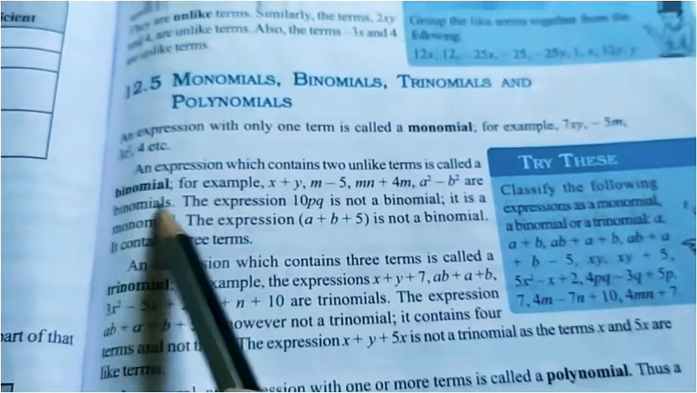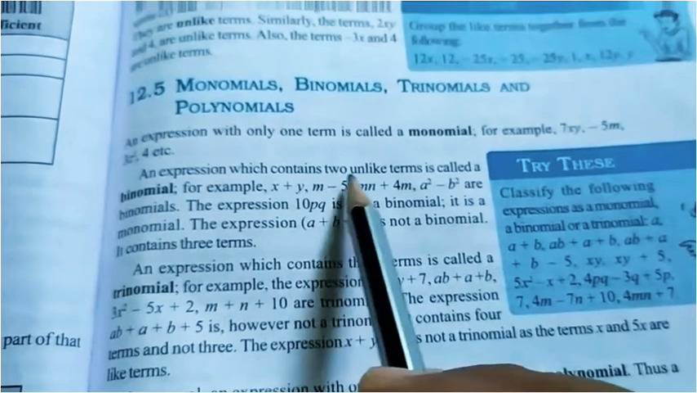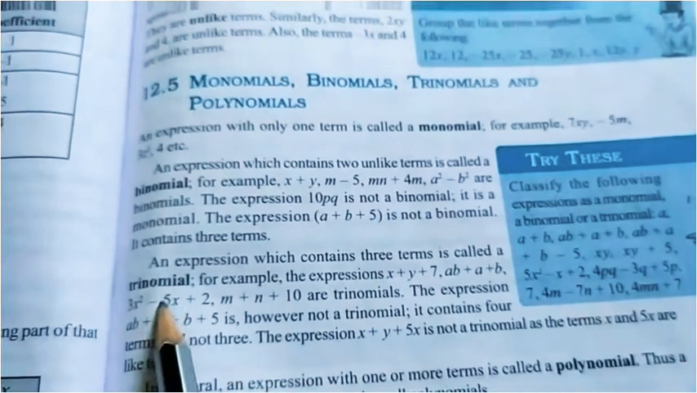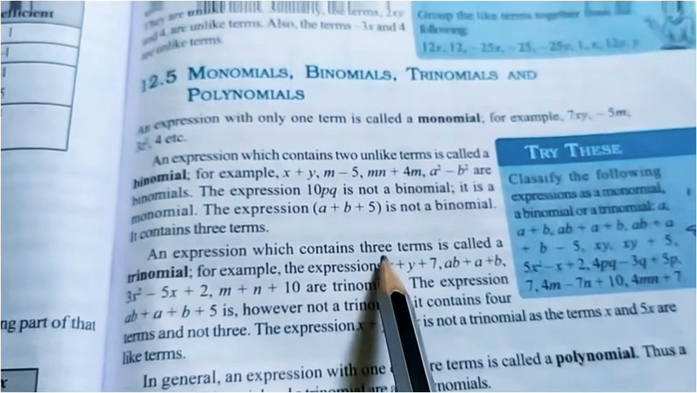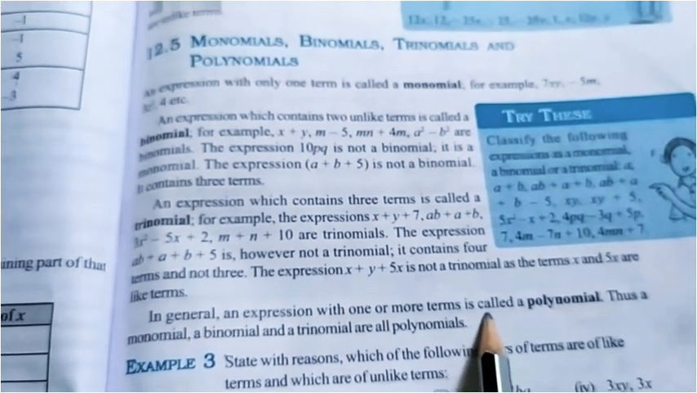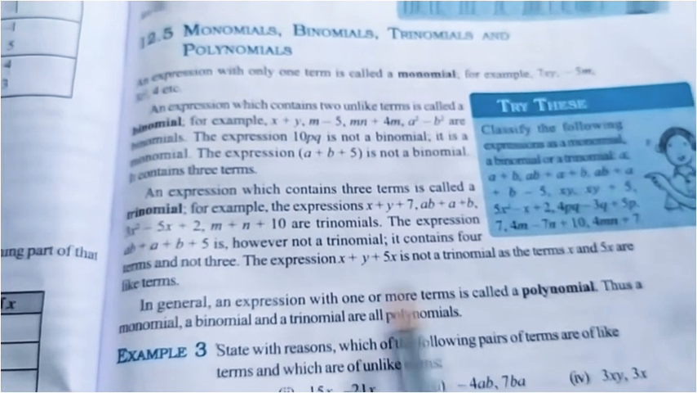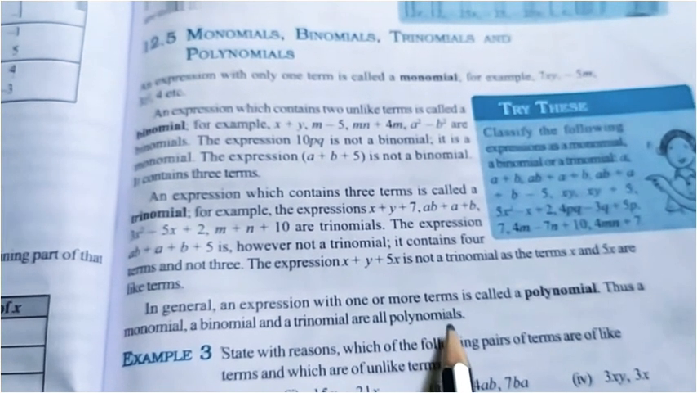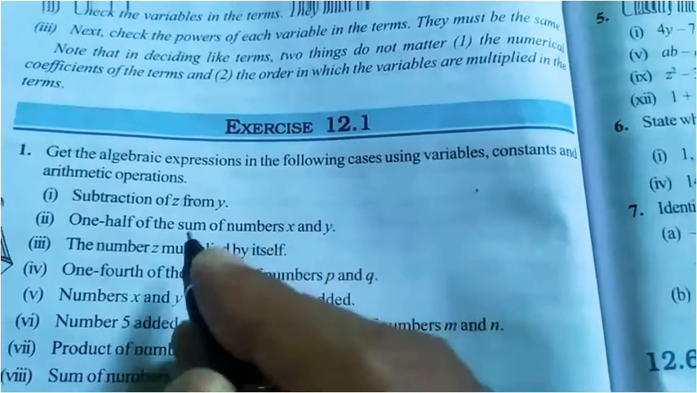And binomial means an expression having two unlike terms, and trinomial means one having three terms. Generally, an expression with one or more terms is called a polynomial. Thus, a monomial, binomial and trinomial are all polynomials.